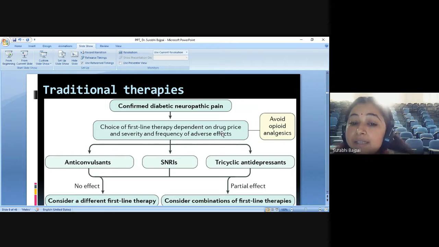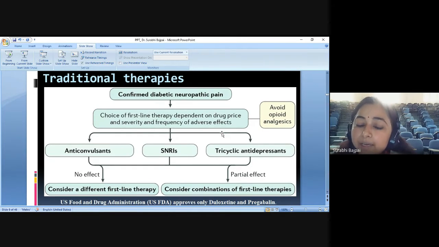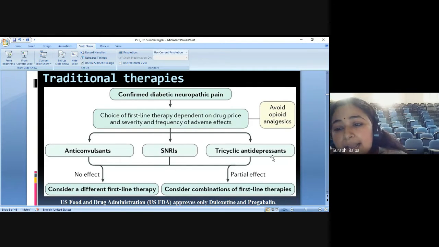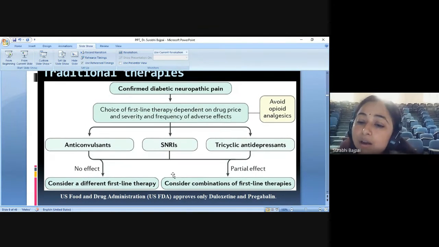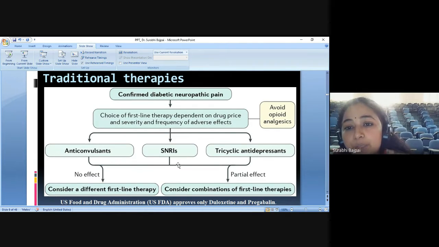So as we have seen till now, this is again data which was shared from the Nature paper. The traditional therapies that exist are anticonvulsants, some SNRIs, and the tricyclic antidepressants. But only the tricyclic antidepressants have a partial effect. Anticonvulsants almost have no effect. And when we look at that, what are the US approved drugs? So we come across only duloxetine and pregabalin, which are used as the traditional therapies in diabetic neuropathy.